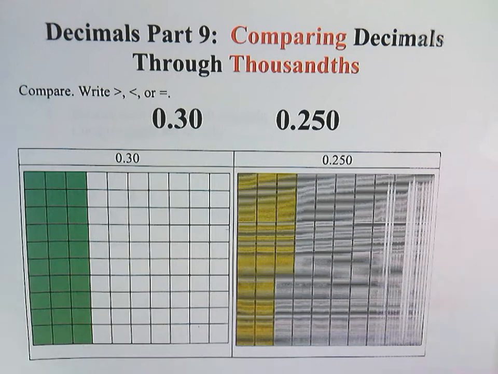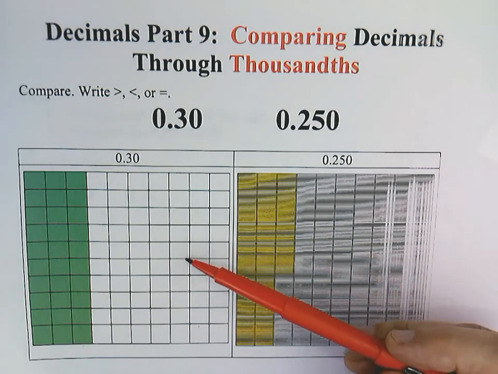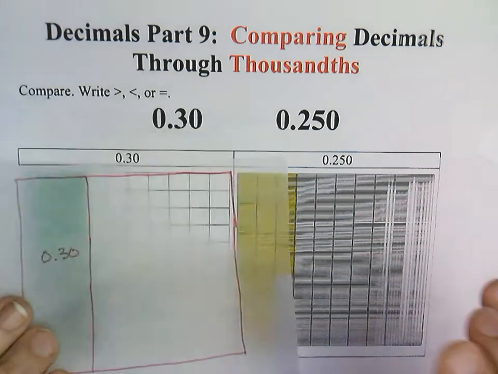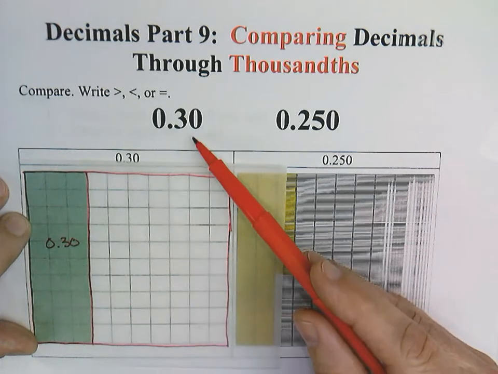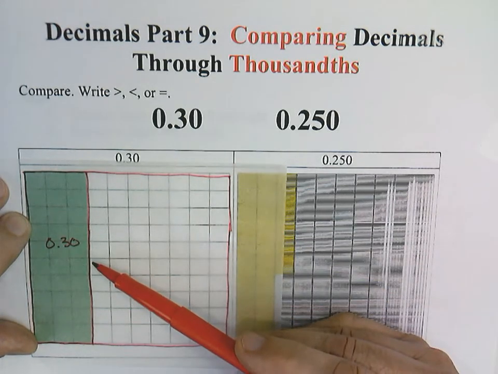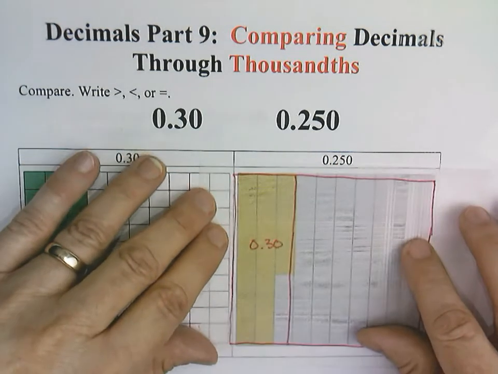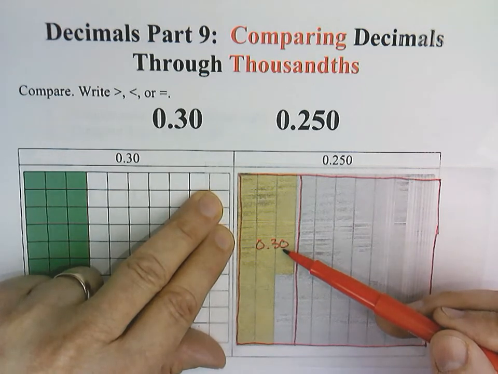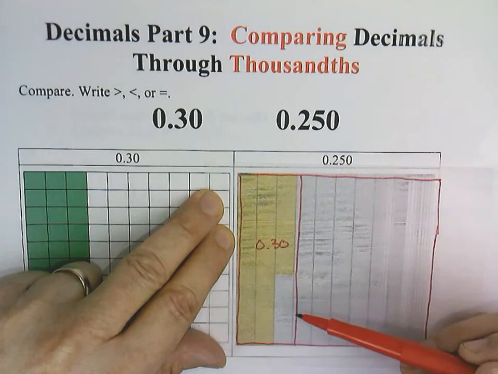This would also be true for hundredths. Our last model, we were showing the blue tenths. This is an example of hundredths. So for example, here we have 30 hundredths, and we are comparing that to 250 thousandths here on the right. And you can see that even though that's 30, and that's 250 thousandths, this is still a greater number.